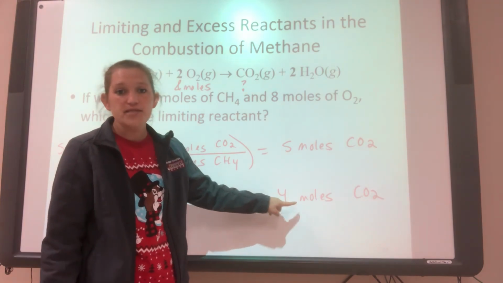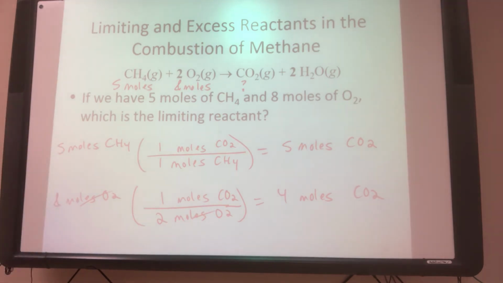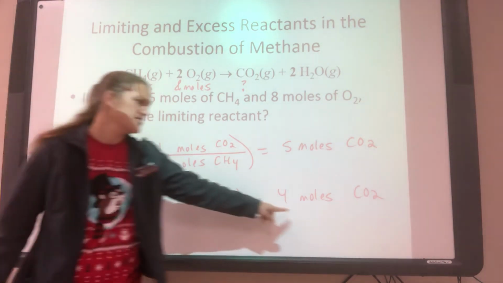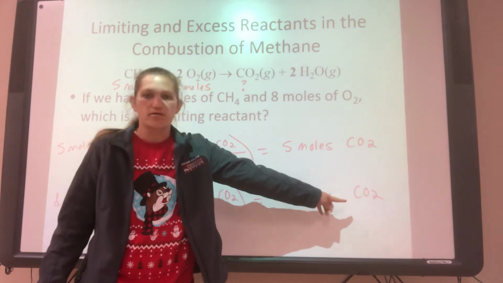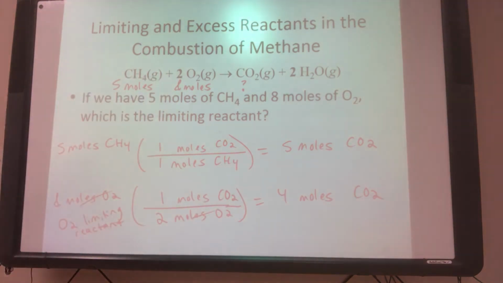So whichever one gives me the least amount, that guy is the limiting reactant. Okay? So what I would say now is that O2 is the limiting reactant because it gave me the least amount of product. Now don't say this is the limiting reactant because this is a product. This ends up being what's called my theoretical yield. So this is my theoretical yield because this is the least amount. This is how much I should make. So O2 is my limiting reactant.